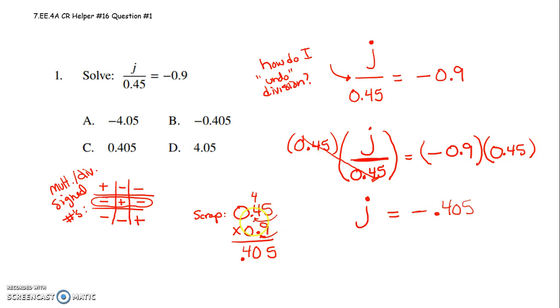0.405. Makes sense because if I have 0.45 and I'm multiplying it by 0.9, that's close to 1. So 0.45 times 1 would be 0.45. So I'm like, oh, 0.40 is pretty close to that. That seems reasonable. These numbers would be way too high. All right, so negative 0.405. I can always put a 0 in front of that decimal point. It won't change a thing. All right, I hope that helps.